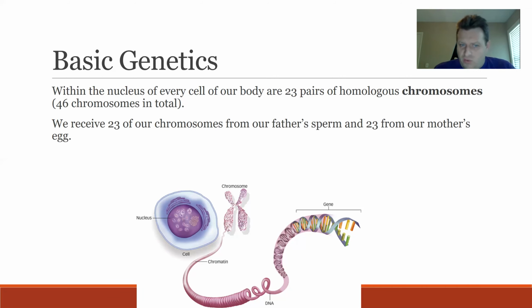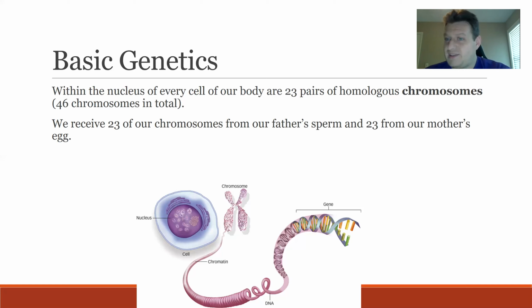So we get 23 of our chromosomes, so half of all those pairs from your father's sperm and 23 from your mother. So your dad gives you one version of the gene, and your mom gives you maybe the same version of the gene, maybe a slightly different version of the gene. For the most part, there are some exceptions. So you receive half of your genetic material from your father and half from your mother.